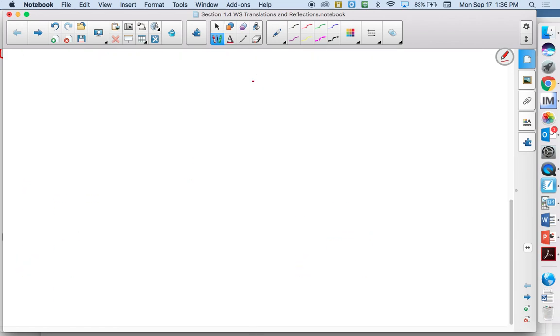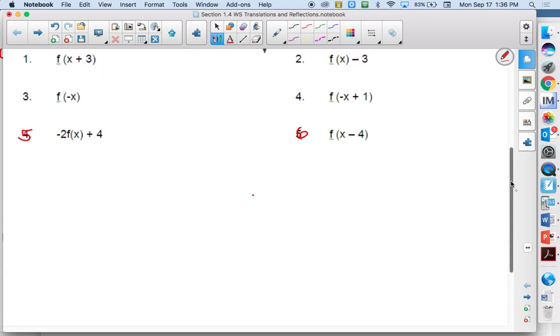-2 f of x and then +4. So Chelsea, just describe how would number 5 transform? What would happen to the graph? It's times by -2, so it's wider. The y variable, because -2 f of x is the same thing as saying y. So you're taking -2 times the y variable. And then what else are you doing, Chelsea? What's that +4 do? And then you go up.